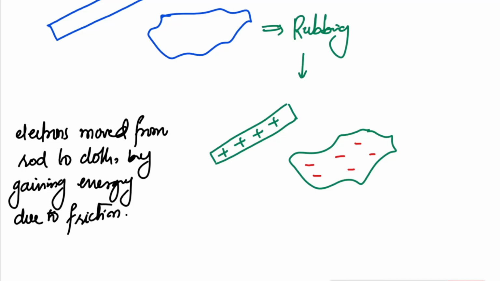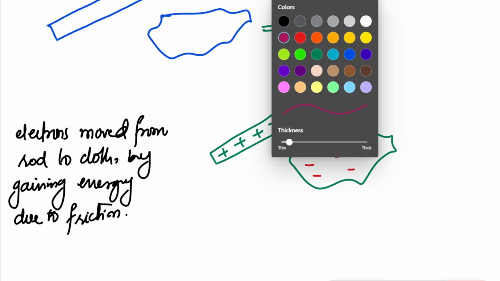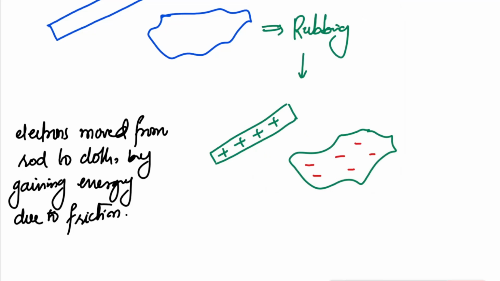Simple as that. Now notice, have we described it that the positive charges moved? No. Always remember that only the electrons will move from one object to the other. The positive charges do not leave their position, and there is a reason for that, we'll get to that later. So electrons moved from the rod to the cloth by gaining energy due to friction.